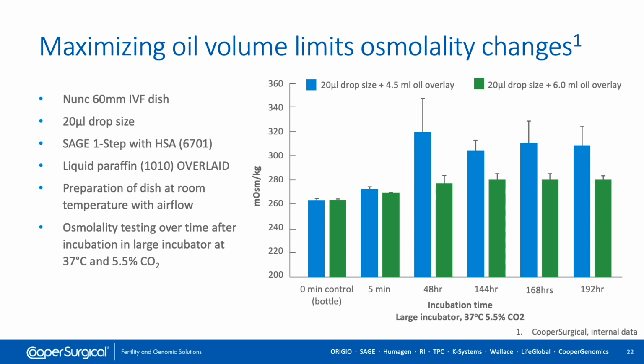We can see here that when you use 4.5 mLs of oil as an overlay, within a very short period of time you start to see changes in osmolality when you use a 20 microliter drop. Just an increase of 1.5 mLs to 6 millilitres resolves most of this problem. So of course the mantra in our laboratory should be that we use a maximal amount of oil, not a minimum, to ensure that osmolality doesn't change over time. And we'll talk a little bit about this in a minute on dish prep.